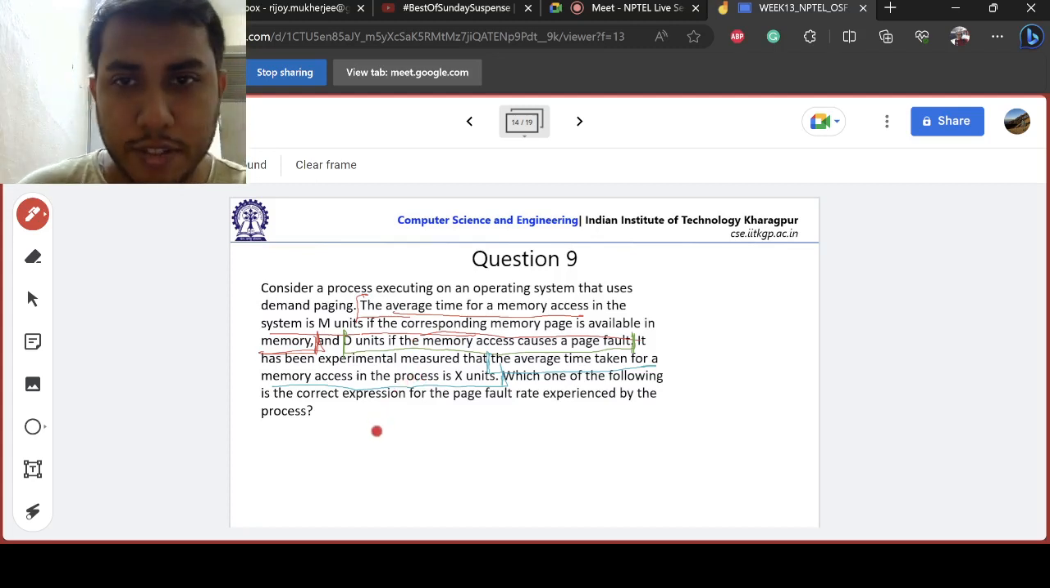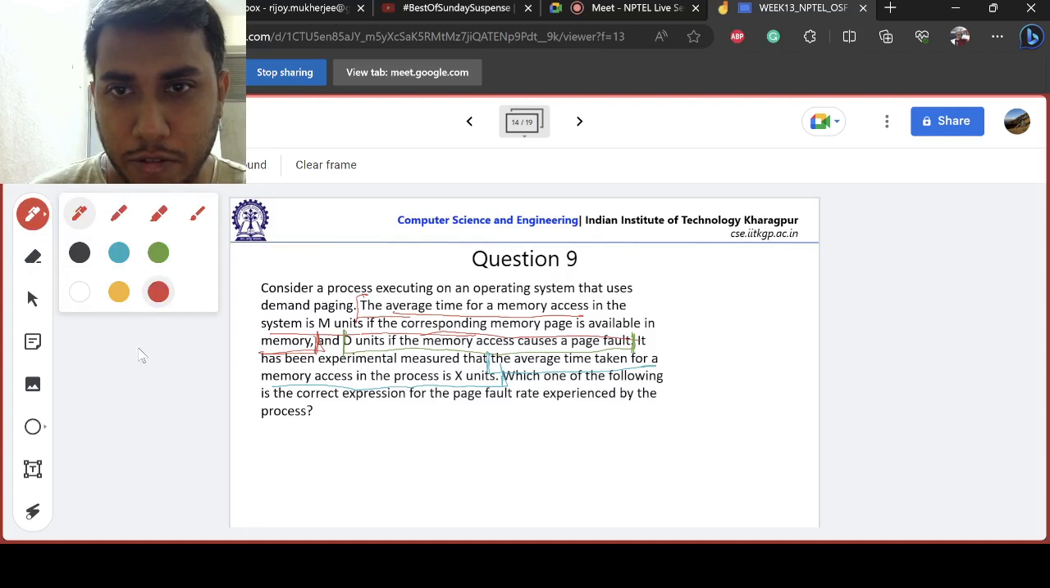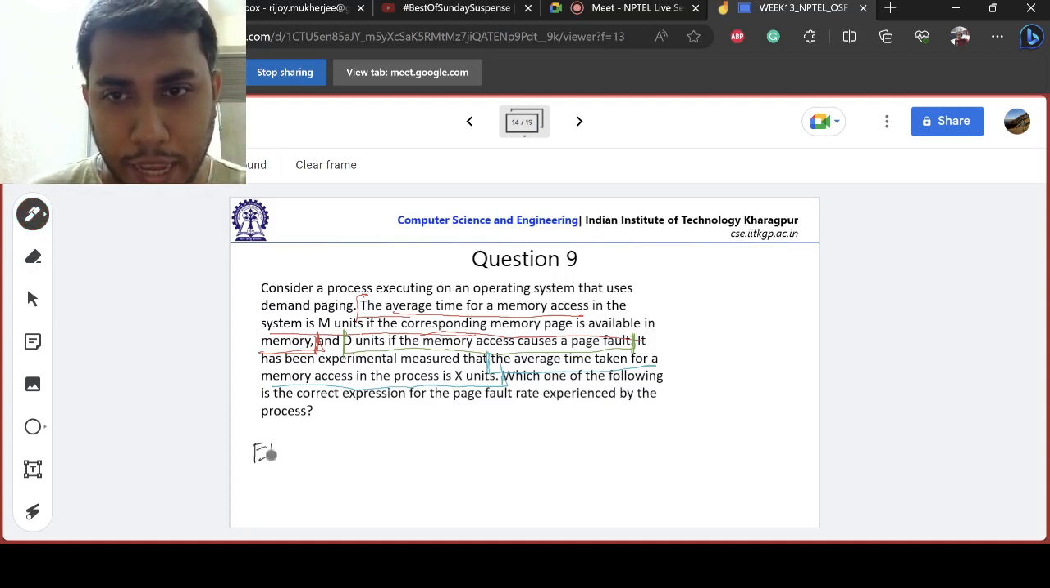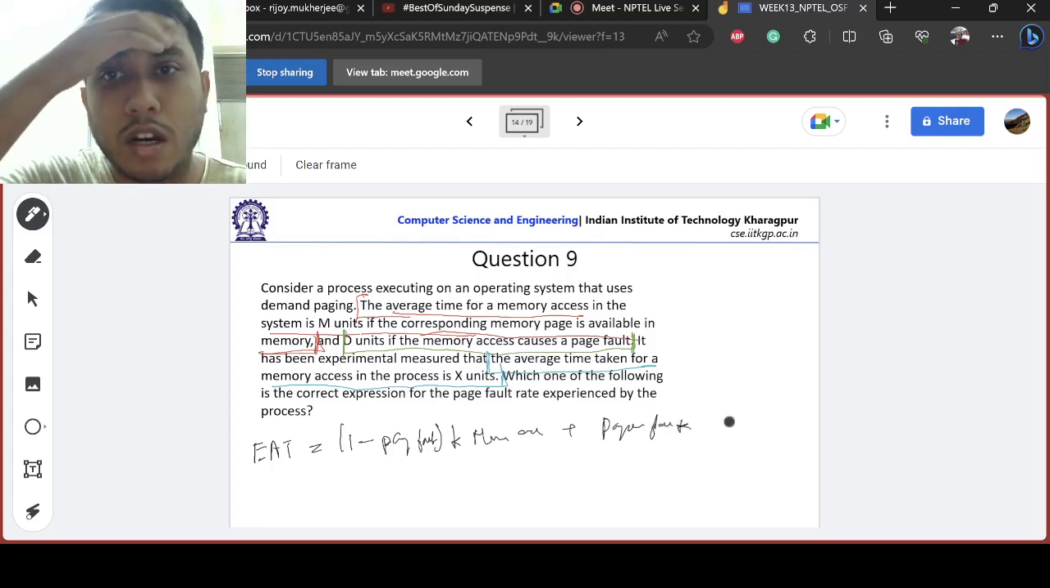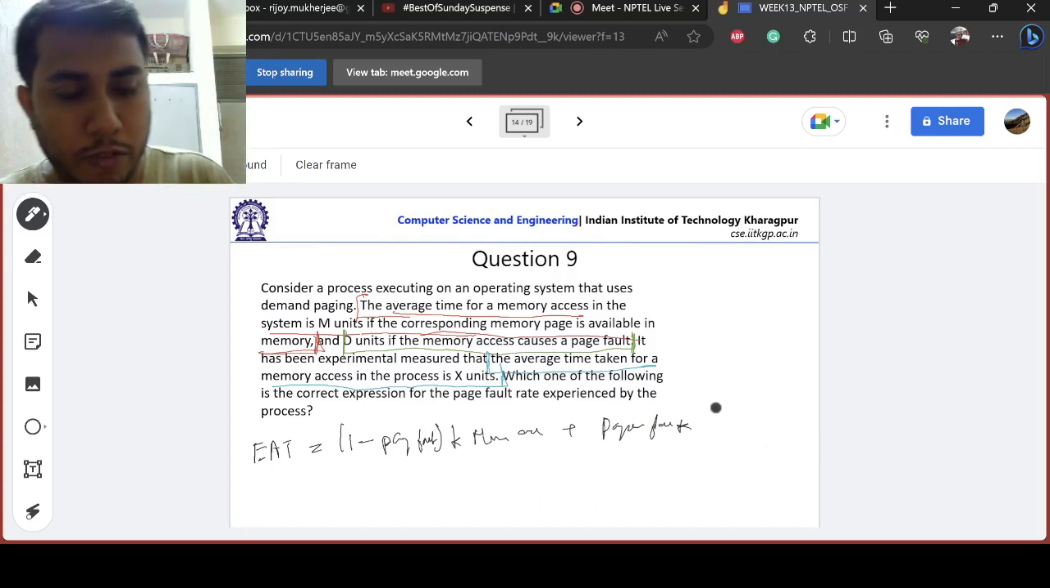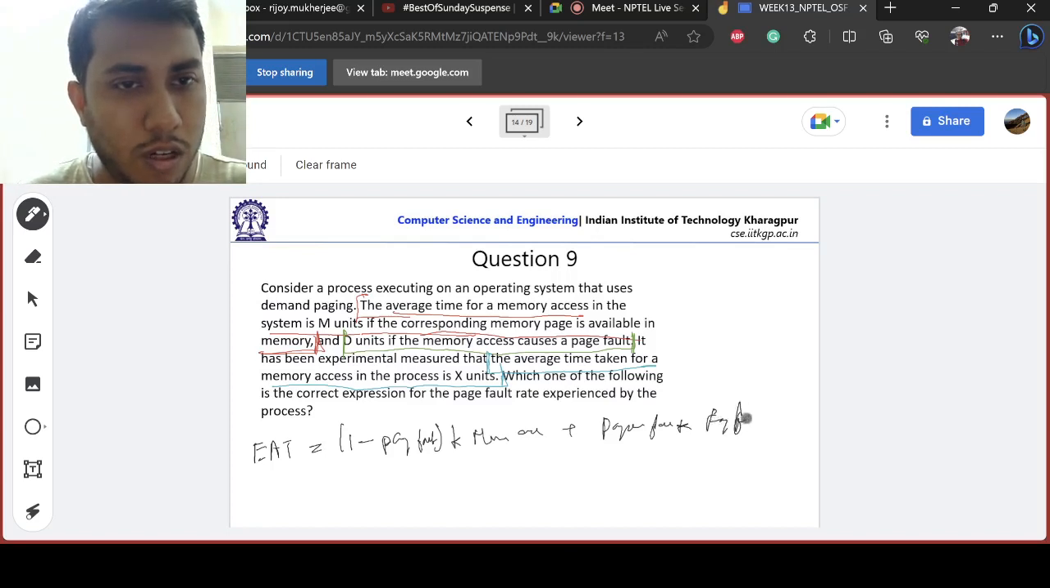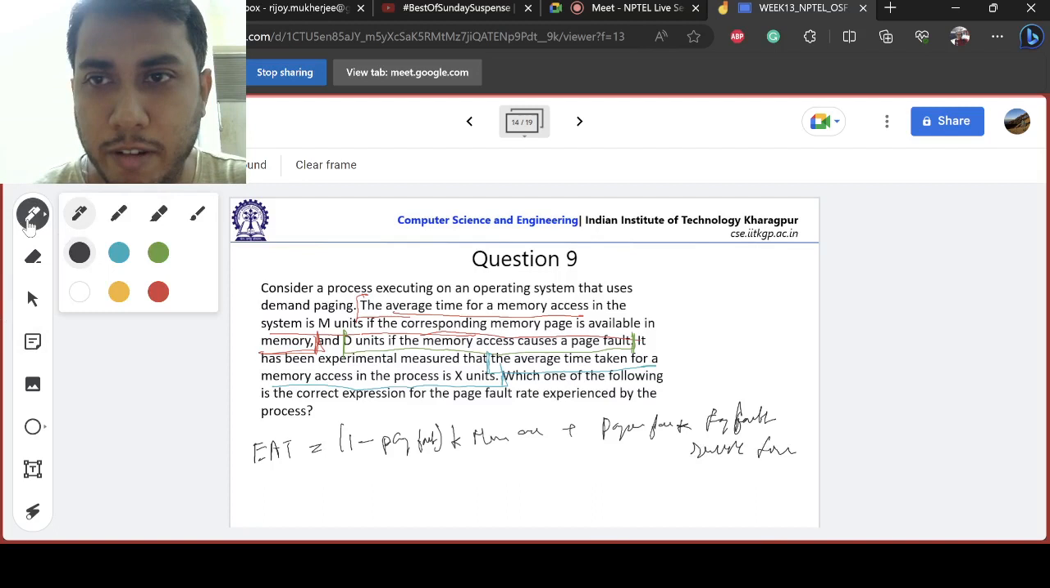So we need to find the correct expression for the page fault rate. What we have been given is the average memory access time. We know this equation: the estimated average access time is (1 minus page fault rate) times the memory access time, plus the page fault rate times the page fault service time.